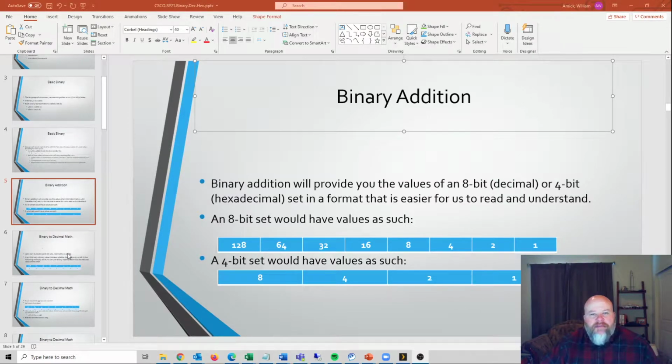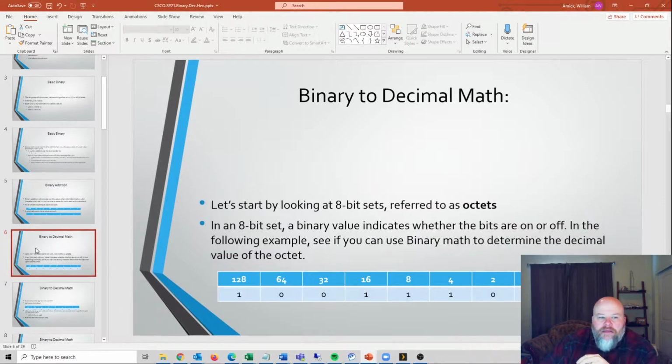So let's look at binary to decimal math. In IPv4 subnetting and IPv4 addresses, we work in what we call decimal math. This is a number with a value of 0 to 255, which is representing an 8-bit binary combination. We use this in IPv4 to identify the address of a machine.